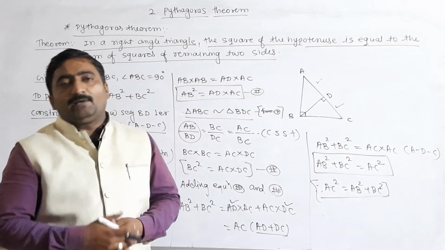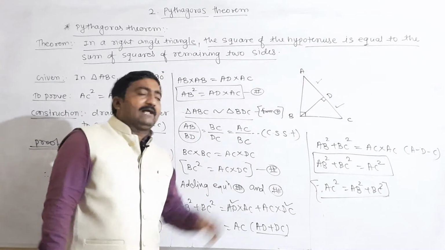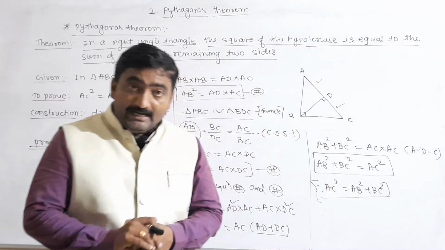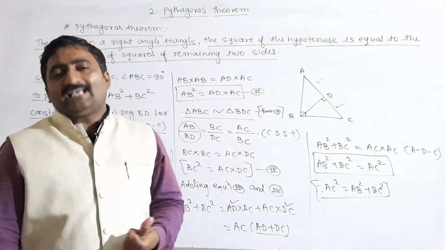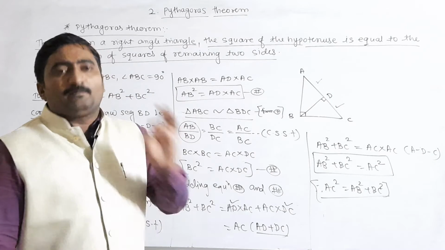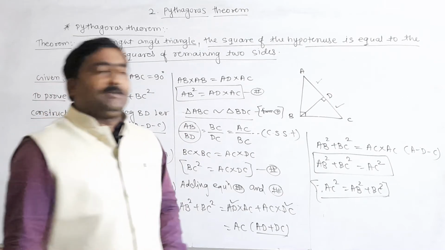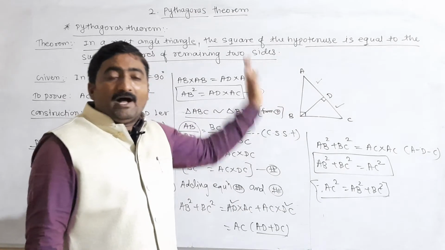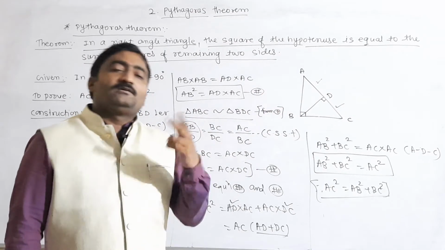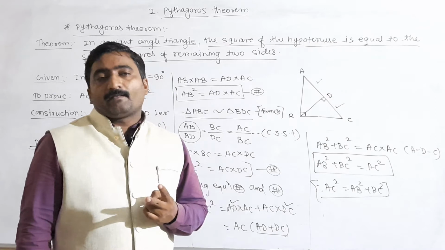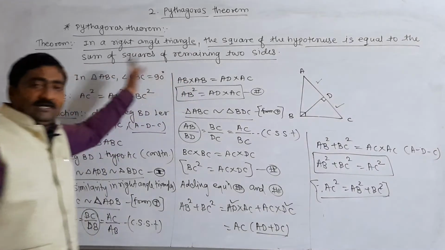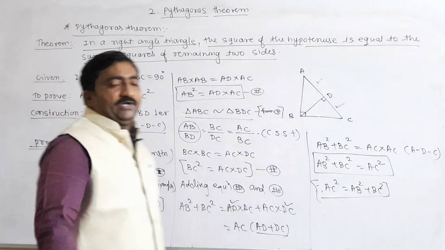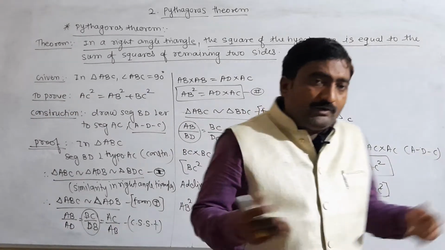Property of geometric mean: when in a right angle triangle we draw a perpendicular to the hypotenuse, that perpendicular segment is the geometric mean of the two segments into which the hypotenuse is divided. And last, Pythagoras theorem: in a right angle triangle the square of the hypotenuse is equal to the sum of squares of the remaining two sides.